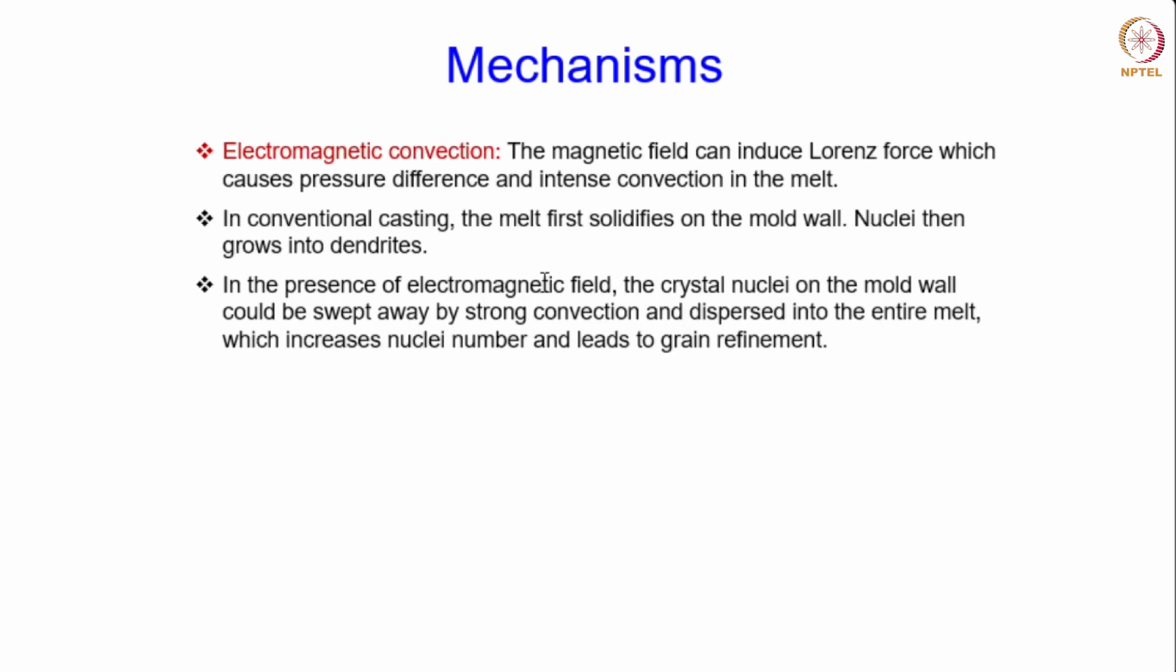Then finally we talked about electromagnetic convection. Here the magnetic field is being utilized. The magnetic field creates a strong convection in the liquid metal, and due to that convection, the solid nuclei which form on the mold wall get swept away and dispersed into the liquid metal, providing more heterogeneous nuclei and leading to grain refinement.